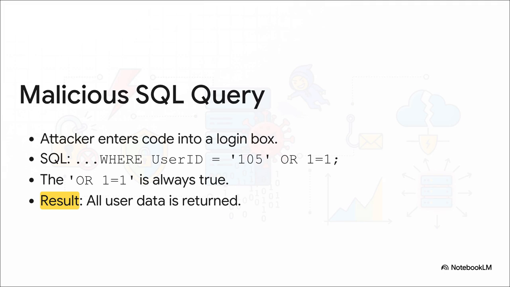The hacker adds a clever little bit of logic to the end. Or 1 equals 1. Now, we all know that 1 always equals 1, right? That statement is always true. So the database is now being asked to find user 105, or find a case where 1 equals 1, which is true for every single user in the database. So it just hands over everything. It's a massive data breach, all caused by that one tiny malicious bit of code.